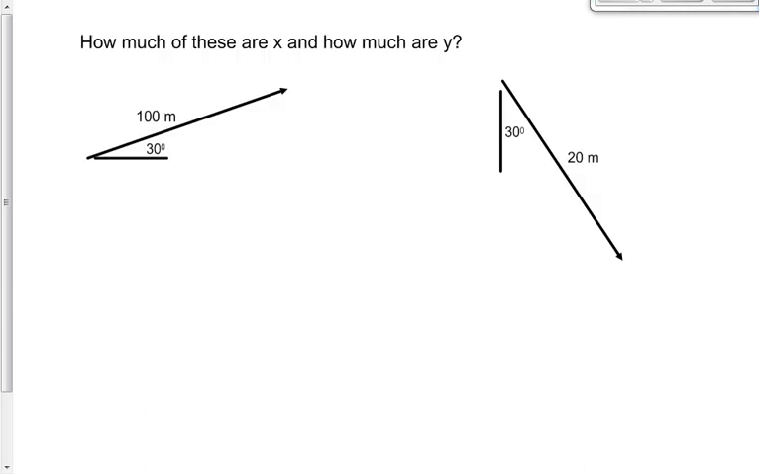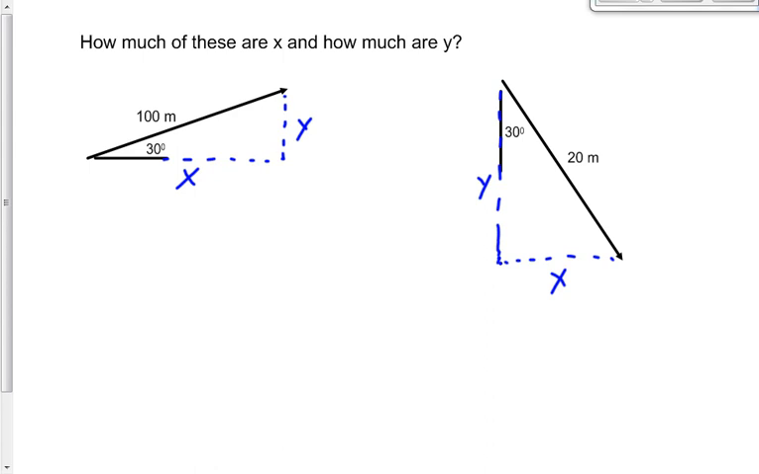But what about these? How much of these are x and how much of these are y? Here's what we're going to do to determine that. We're going to turn these vectors into triangles. So I've got 100 meters, which we call 30 degrees north of east. I'll explain what that means later on. Bottom line is we have an angle of 30 degrees from the x-axis. We're going to draw a triangle around this angle like this. We're going to label this x. We're going to label this one y. We're going to do the same thing over on this one. We're going to draw a triangle around the 30 degrees. We're going to label this one x and this one y.